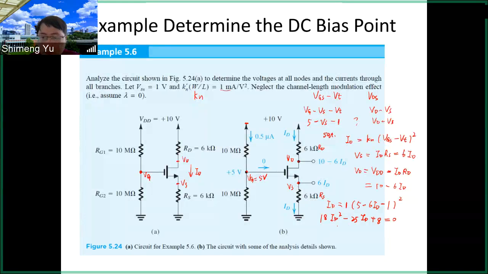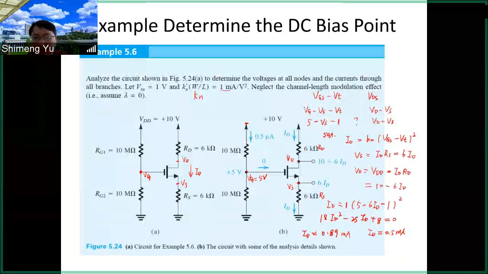So there are two solutions. One is ID equals 0.89, and here the unit will be milli because we use kilo ohm. So 6 kilo ohm times some milli amps will give you the volts. One is ID 0.89, the other is ID 0.5. So which one is real? You have two numbers, but the circuit cannot have two currents at the same time. So one of them is invalid.